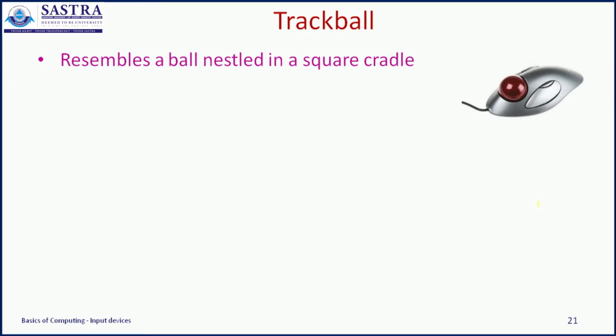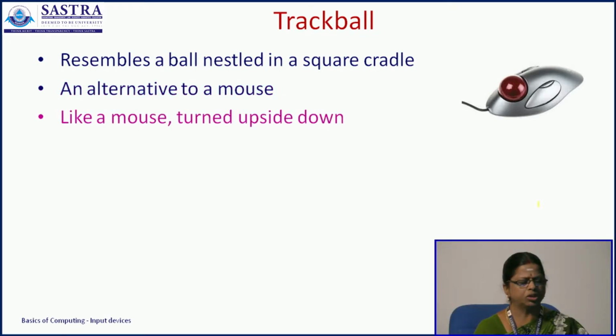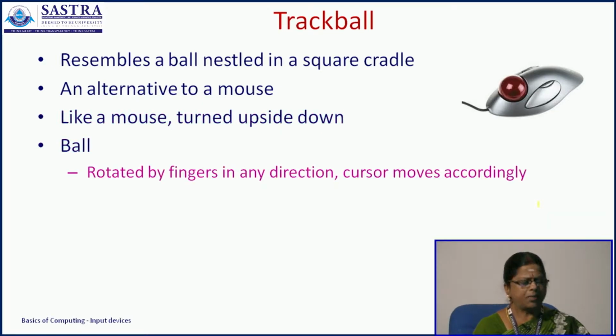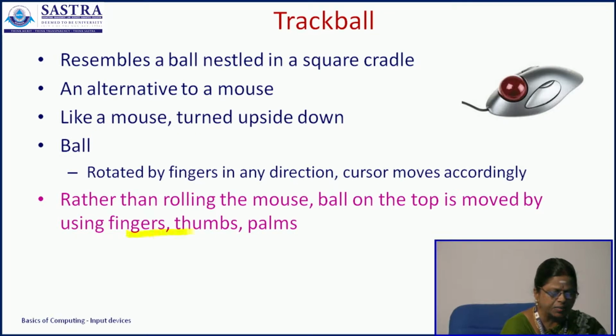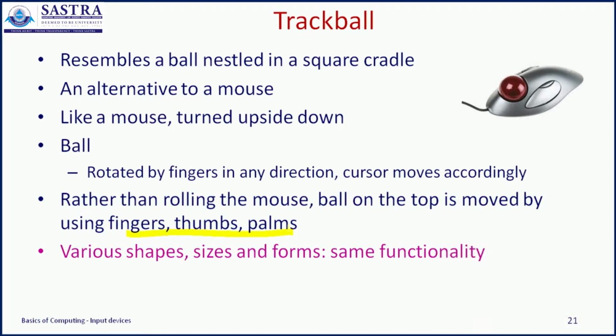Trackball resembles a ball nested in a square cradle. It is an alternative to mouse. It is like a mouse, but it is turned upside down. The ball can be rotated by fingers in any direction and the cursor moves accordingly. Rather than rolling the mouse, the ball on the top is moved by using fingers, thumbs or palm. There are various shapes, sizes and forms, but all of them have the same functionality. So there are three shapes commonly used, which is ball, button and square type of trackballs.